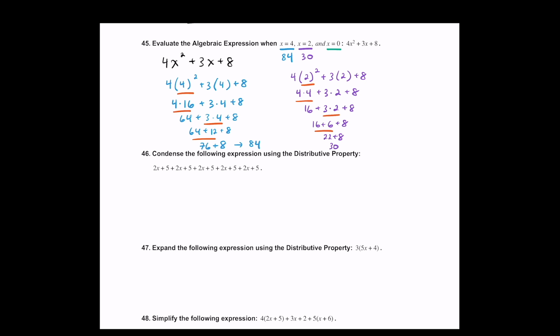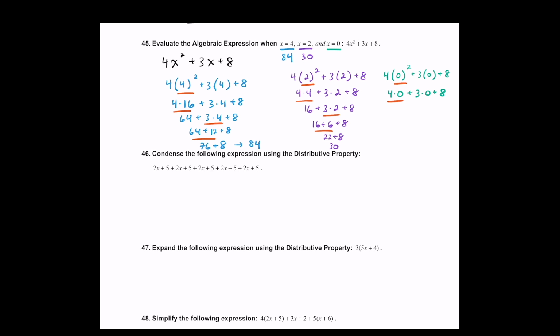Finally, what about if x is 0? Hopefully this is a little bit less work. So 4 times 0 squared plus 3 times 0 plus 8. All right, cool. So 0 squared is just going to be 0. So it's going to be 4 times 0 plus 3 times 0 plus 8.